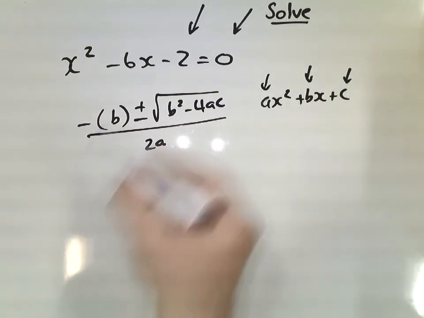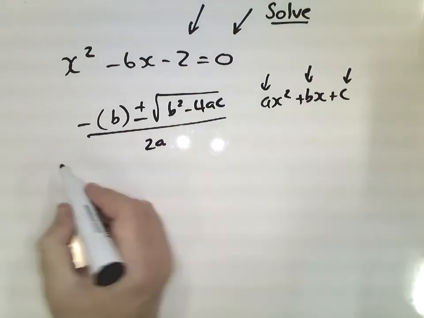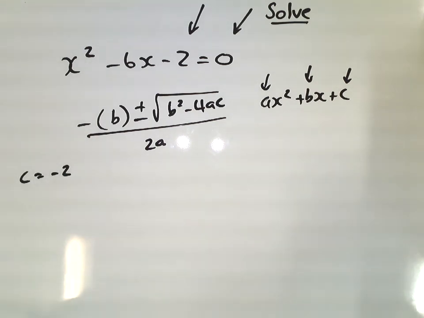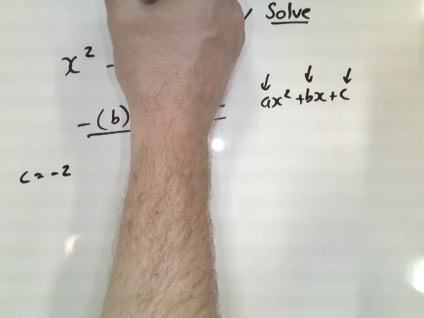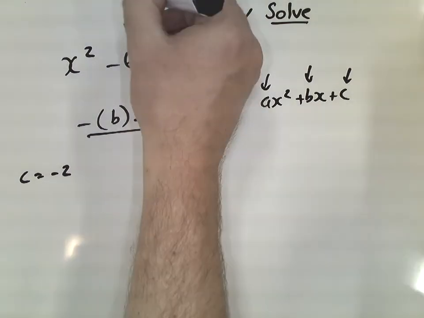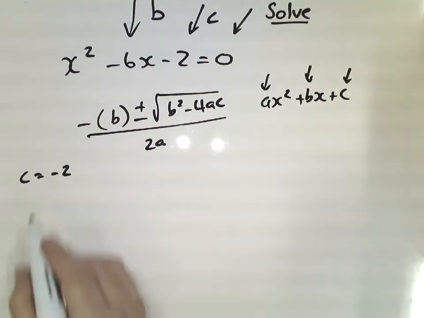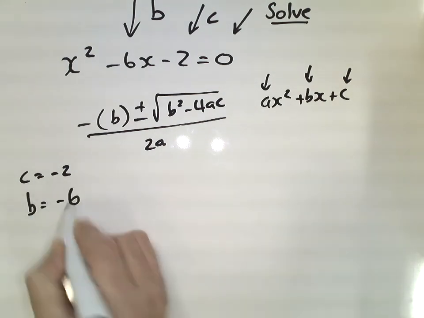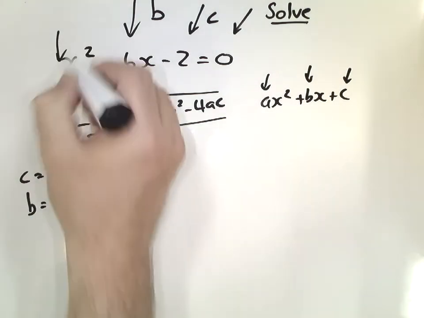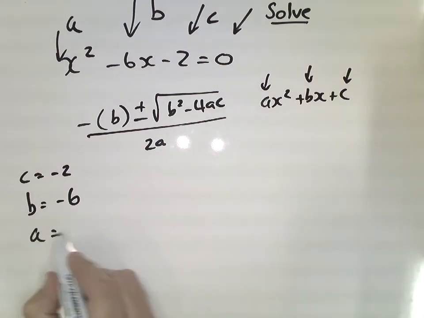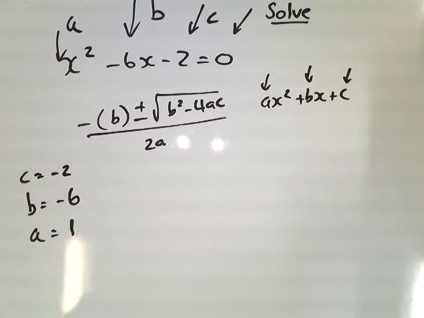So I'm going to say this one's c. It's probably the easiest. So c, in this case, is going to equal minus 2. The number in front of the x is our b. I might write b down there and c here because you can't see that in the camera. So b is going to be equal to negative 6, and then there's no number in front of x squared, but we know that it's 1x squared, so a is going to be equal to 1. Happy with what we've got so far?